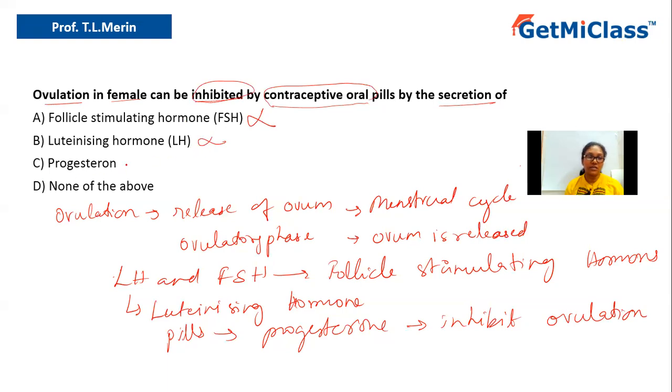What about progesterone? Just now we discussed the progesterone. Yes, that is the one which will be present in the oral pills, and this is the one which will inhibit the ovulation process. So it has that contraceptive effect. That is why this hormone has been taken in the form of pills. So that is the right answer. Option D says none of the above. That is a wrong option because we have an answer that is option C.